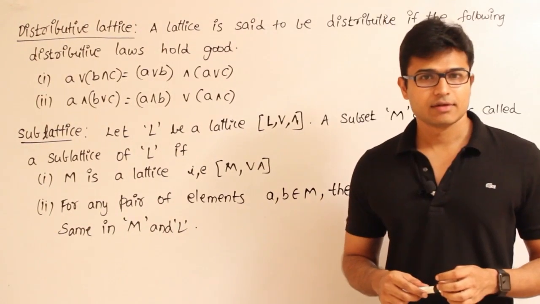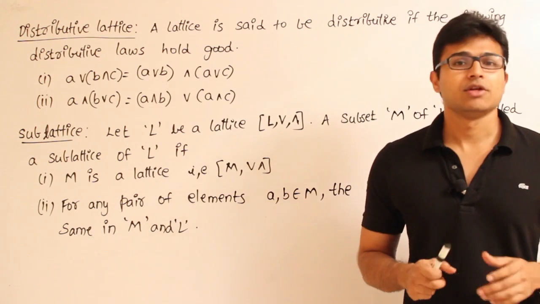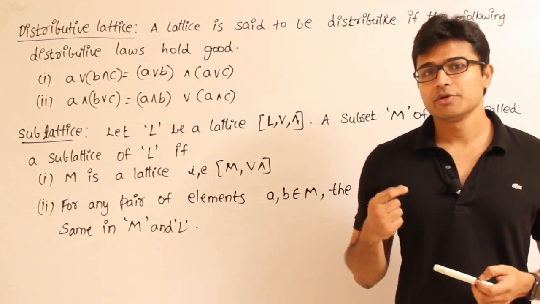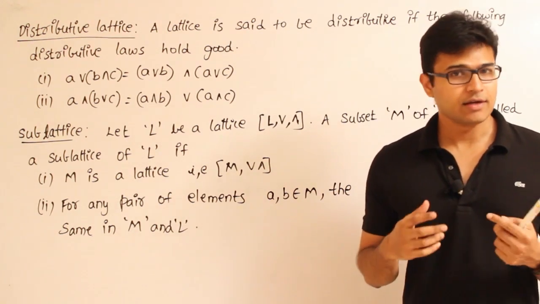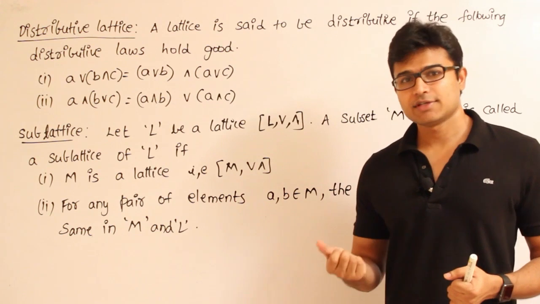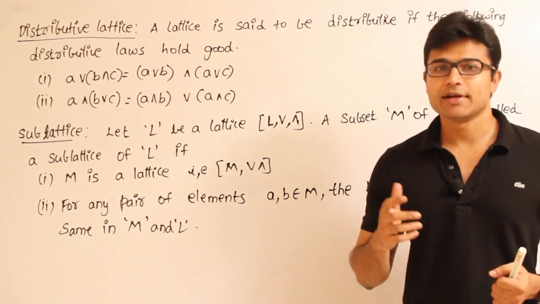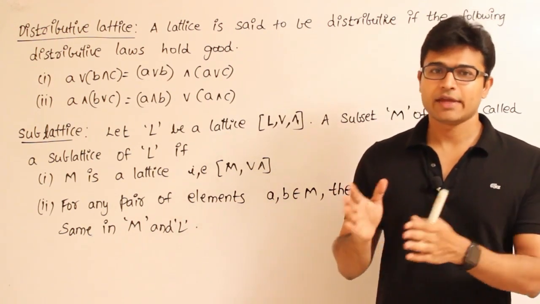We have seen that many properties naturally hold good on lattices, so we need not do anything. But if you look at the distributive property, it does not hold on every lattice. If you can find a lattice on which this distributive property holds, then that is called a distributive lattice, and it is a special type of lattice. One of the categories.